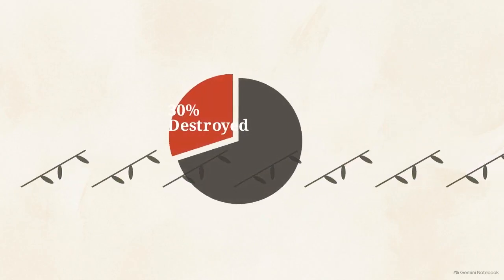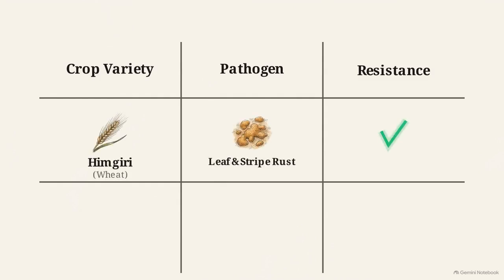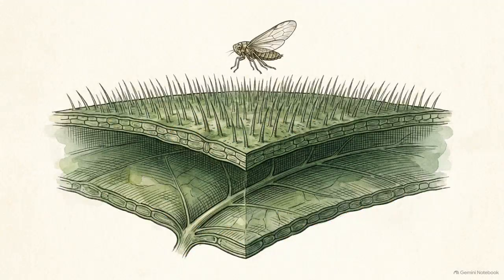Pathogens like fungi and bacteria destroy 20 to 30% of crops. This matrix lists the specific resistant varieties you need to master. Himgiri is a wheat variety bred for leaf and stripe rust resistance, while Pusa Swarnim is a brassica resistant to white rust. Plants also require protection from insect pests.